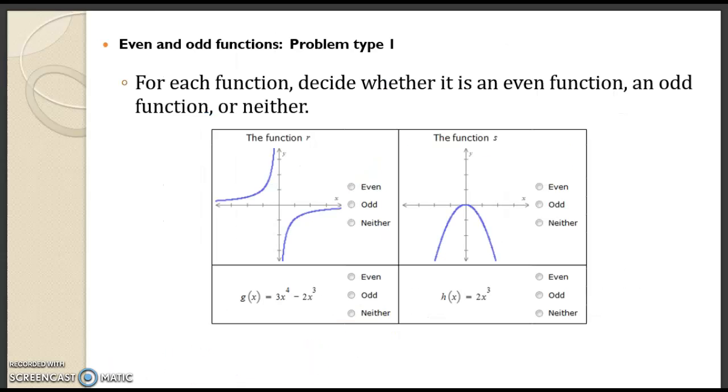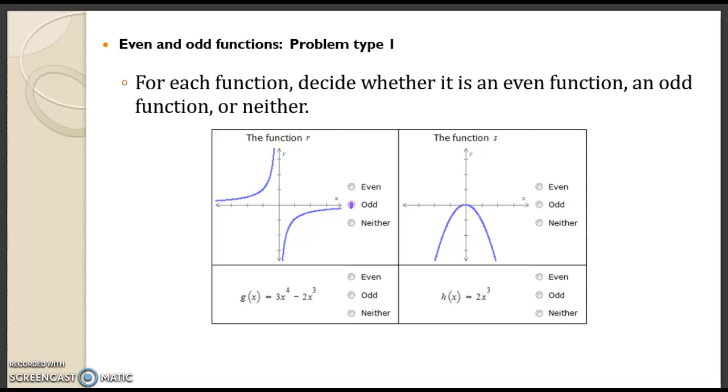Now let's look at our problem. For this one, what symmetry is this? If I drew a line down the y-axis and folded it over, they wouldn't lie on each other. So it is not even. But if I rotated it 180 degrees, it would land on itself, so that is odd.